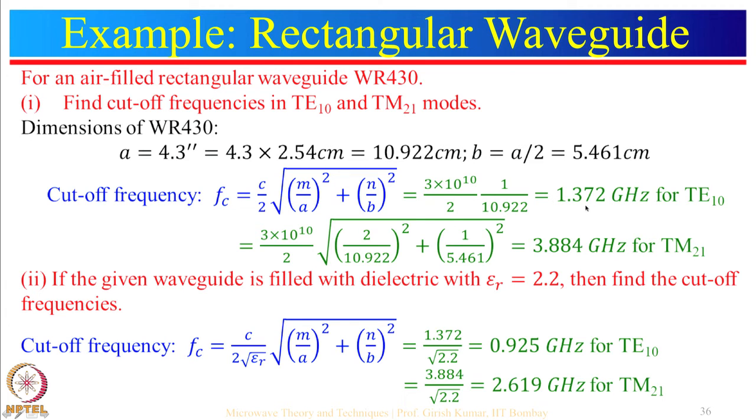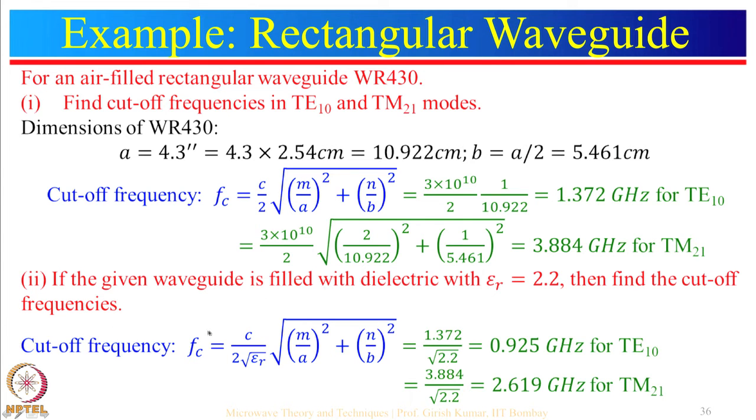In the same way, we can calculate the cutoff frequency for TM21 mode by putting m equal to 2 and n equal to 1, A equal to 10.922 and B equal to 5.461. And after simplifying this, we will get 3.884 gigahertz for TM21 mode.